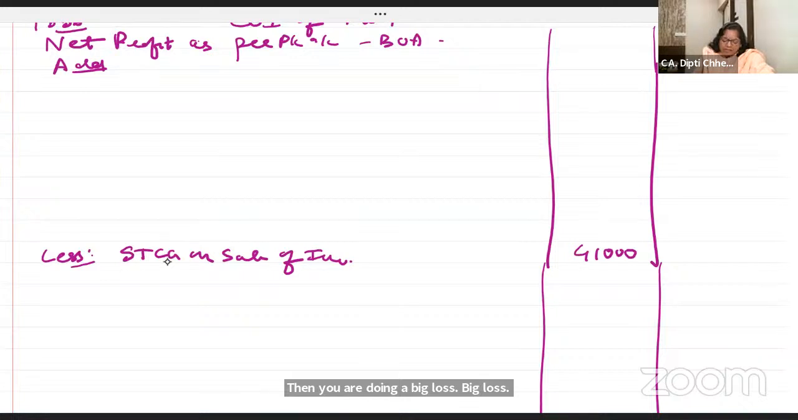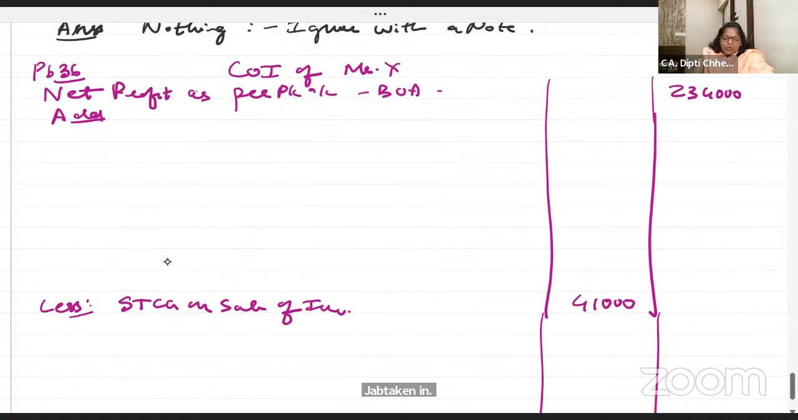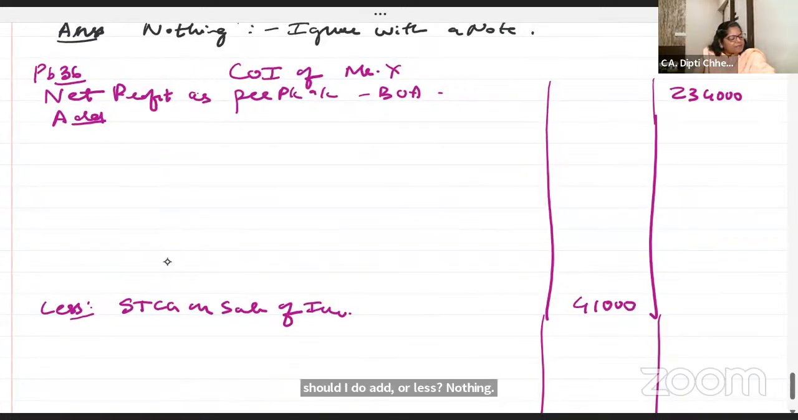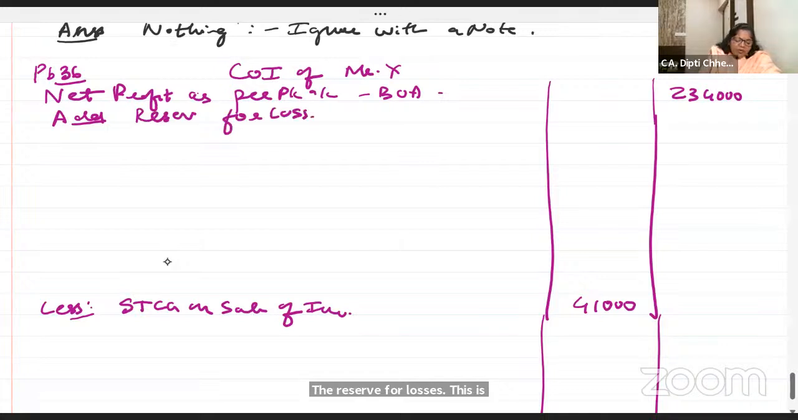Salary to staff, they have debited. Is it allowed? Yes. Should I do add or less? Nothing. General expense, nothing. Bad debt is allowed provided they are satisfying the conditions. Provision for bad debt is not allowed. Reserve for losses. This is not an expense at all. Reserve for losses is not an expenditure.